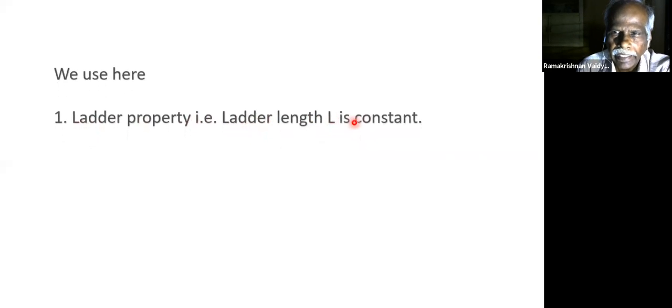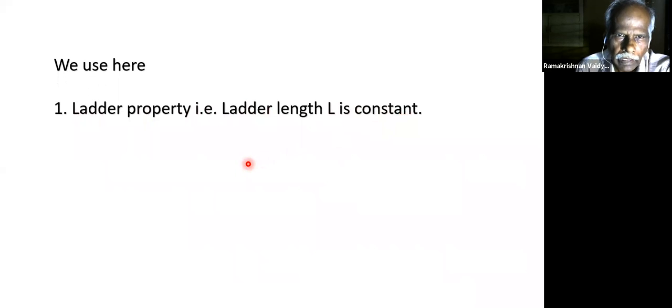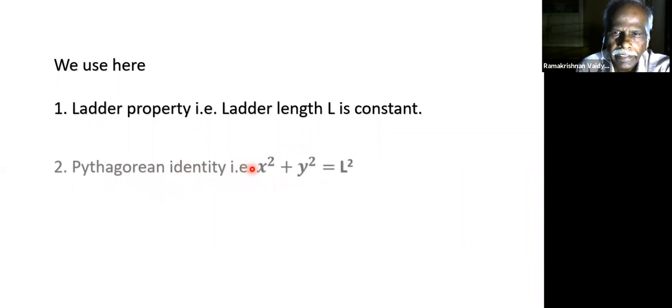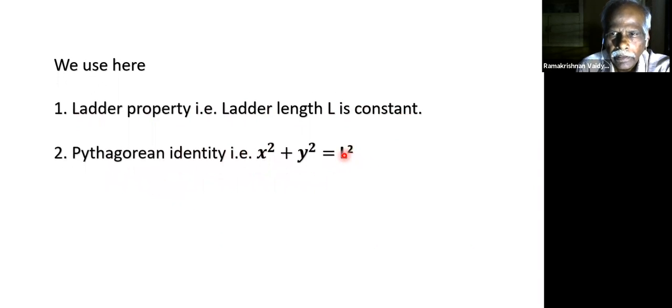The ladder length L is going to be constant, and the Pythagorean identity: the square of the ladder length is given by the sum of the squares of the opposite side and adjacent side. This is the Pythagorean identity. And L squared is going to be constant because L is constant, and therefore the differential of L squared also is 0. Right? The differential of L is 0, therefore the differential of L squared with respect to time also is 0.